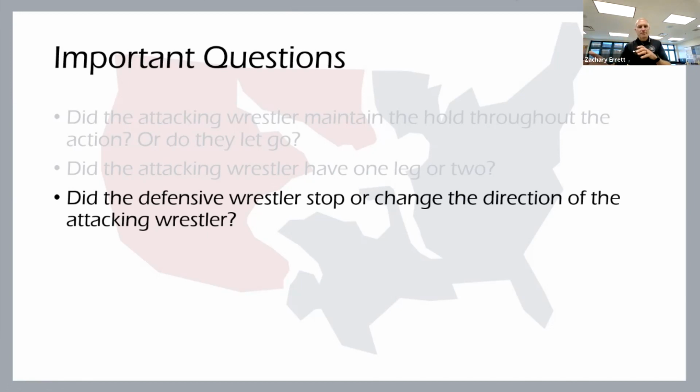If something happens where that direction doesn't go where it's supposed to, then we're looking at a direction change. Maybe this is the counterattack. So we're looking for those parts. Was there a stop in the action, where they stopped and then an action took place? All those things can help the defensive wrestler come up with the higher points in that scenario as well. So that's another question we look at from a referee standpoint.